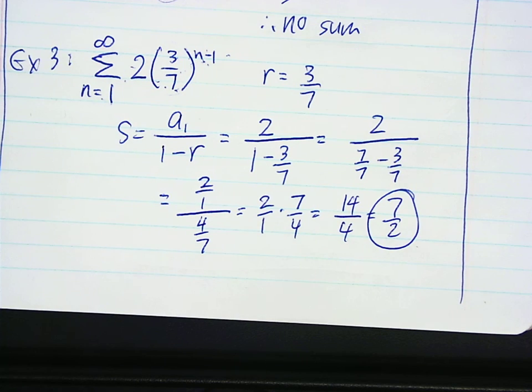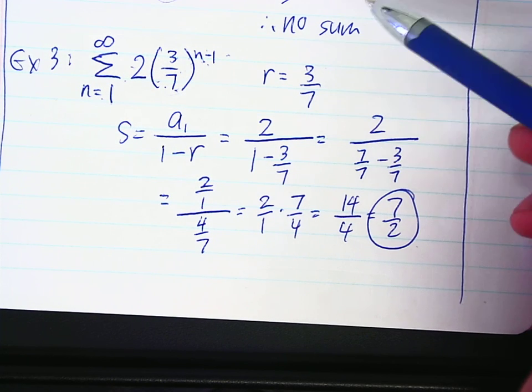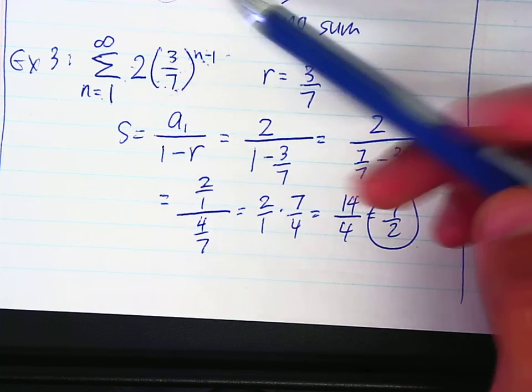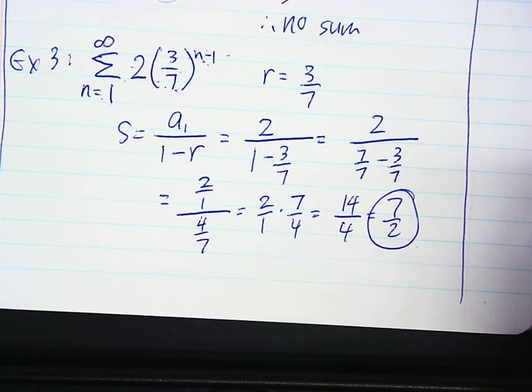And if you think about why r has to be less than 1, we can talk about that in class. Think about if I have an infinite amount of terms, if r is greater than 1, what's going to happen? And if r was less than 1, what's going to happen? So we'll talk about that tomorrow in class. If you have any questions, write it down.